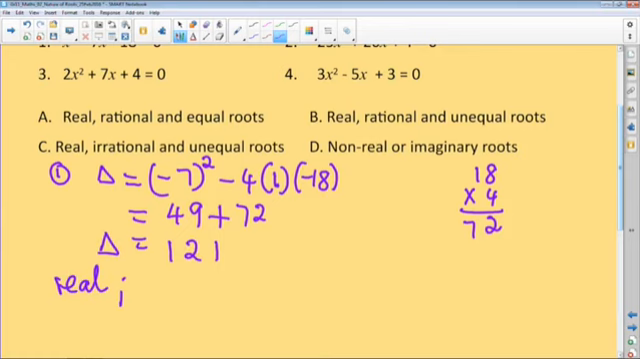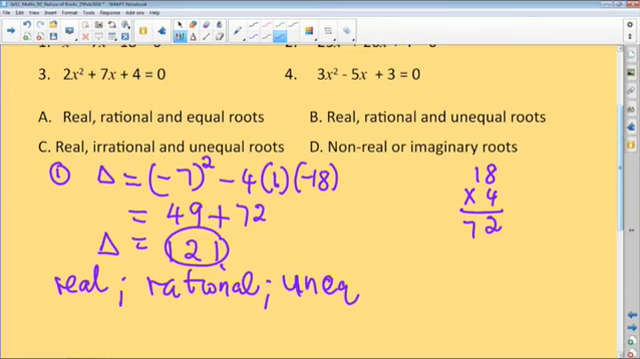Okay? And then it's a perfect square. You've got also rational roots. But it is not 0, so the roots are not equal. So you have unequal roots. So which one are we choosing? There's real, so you've got real here and there. Rational, so it's rational, but unequal roots, so it means that we go with B.